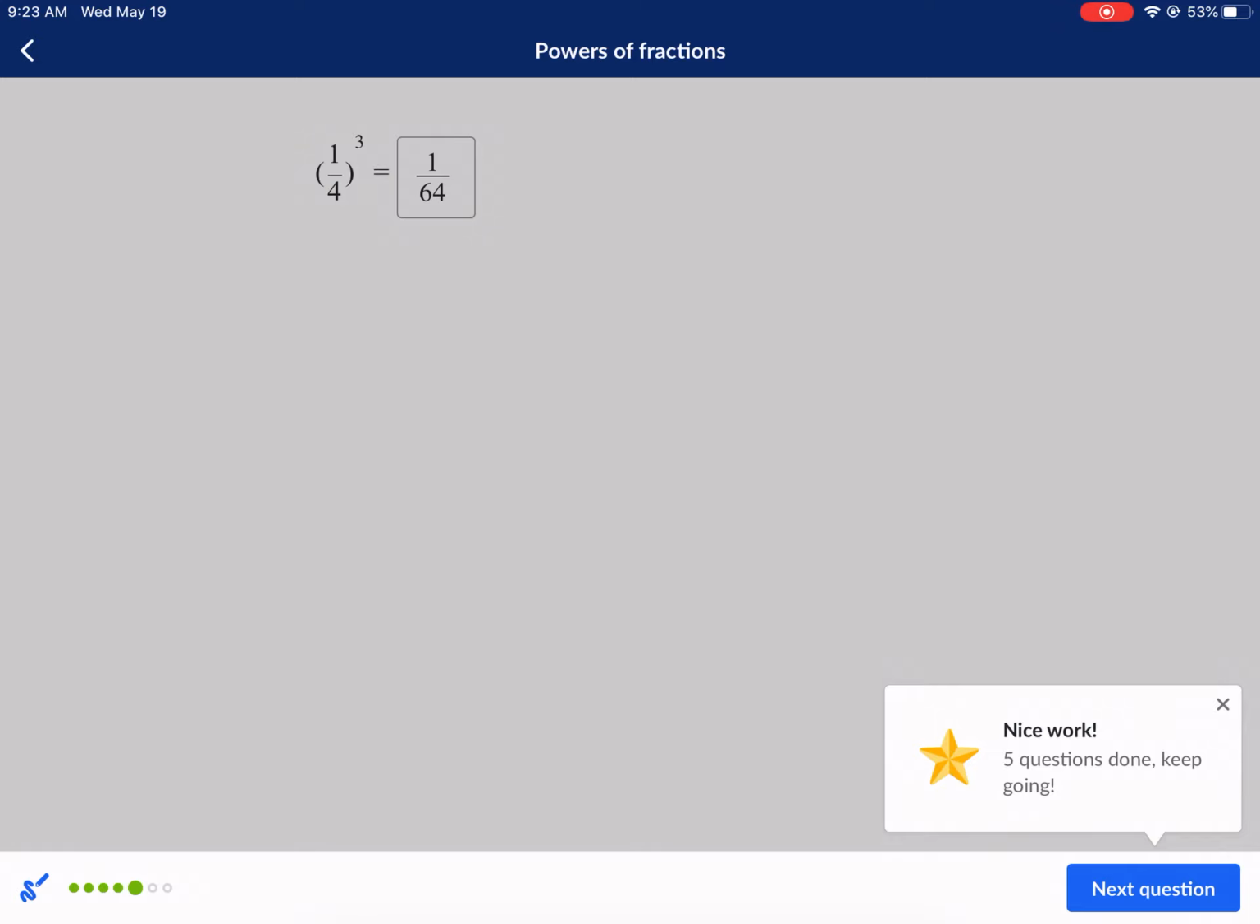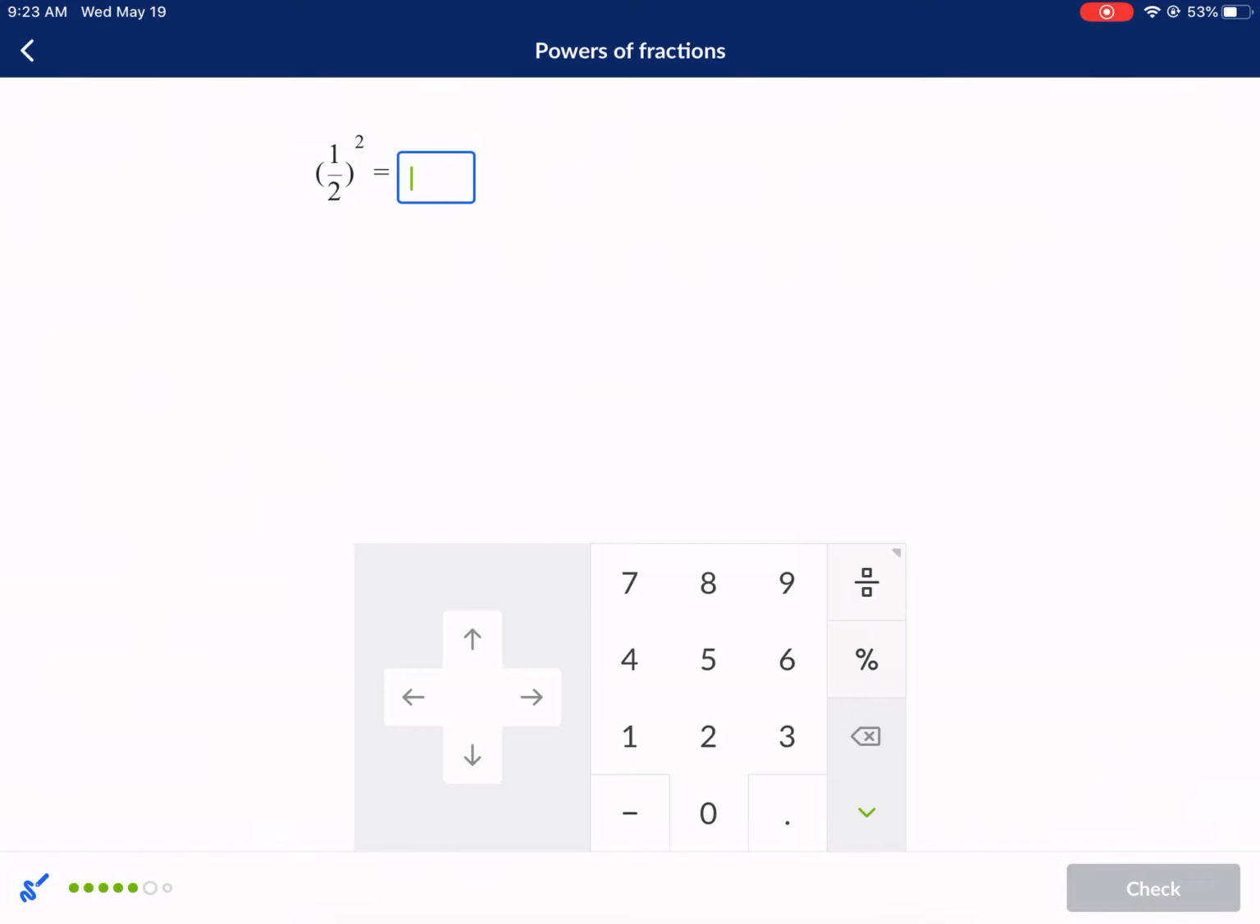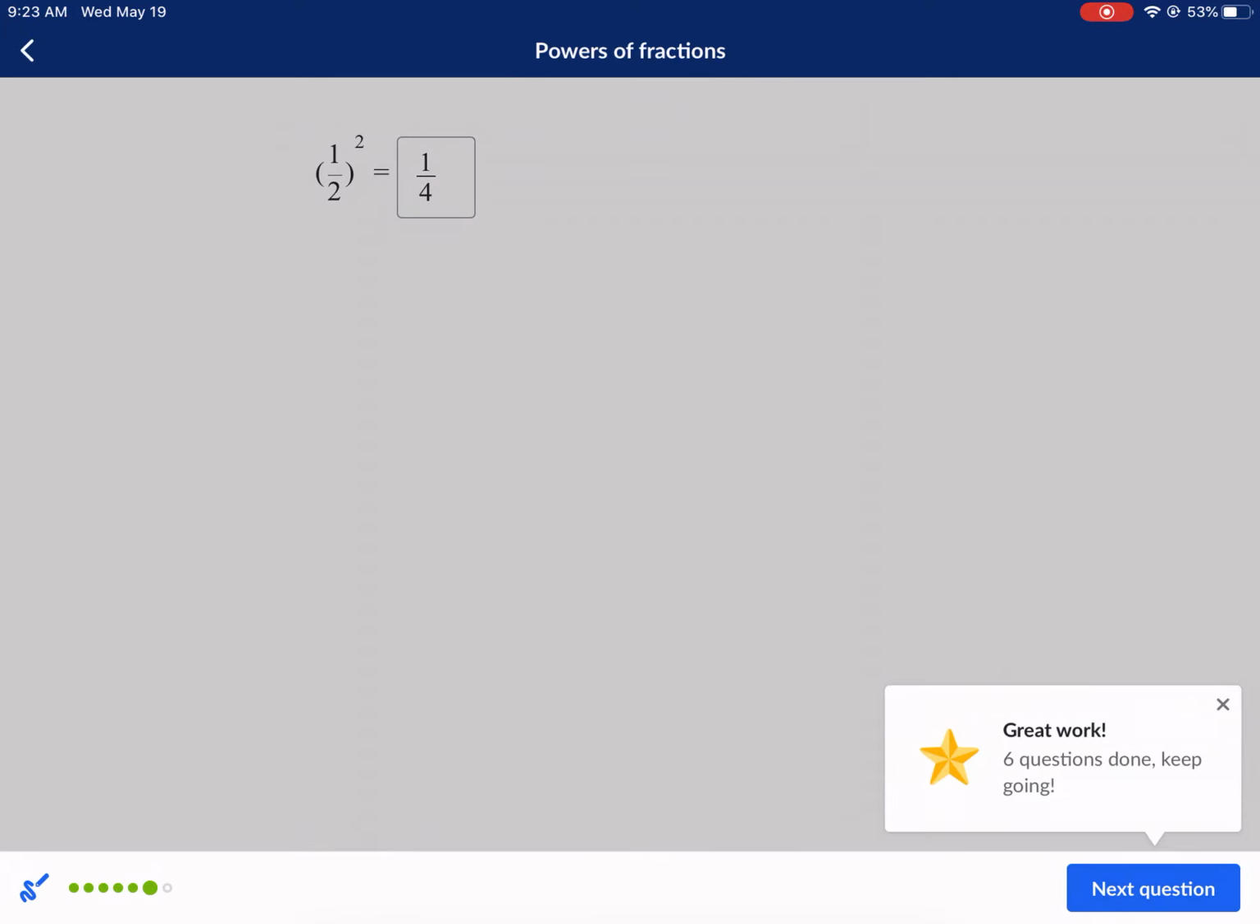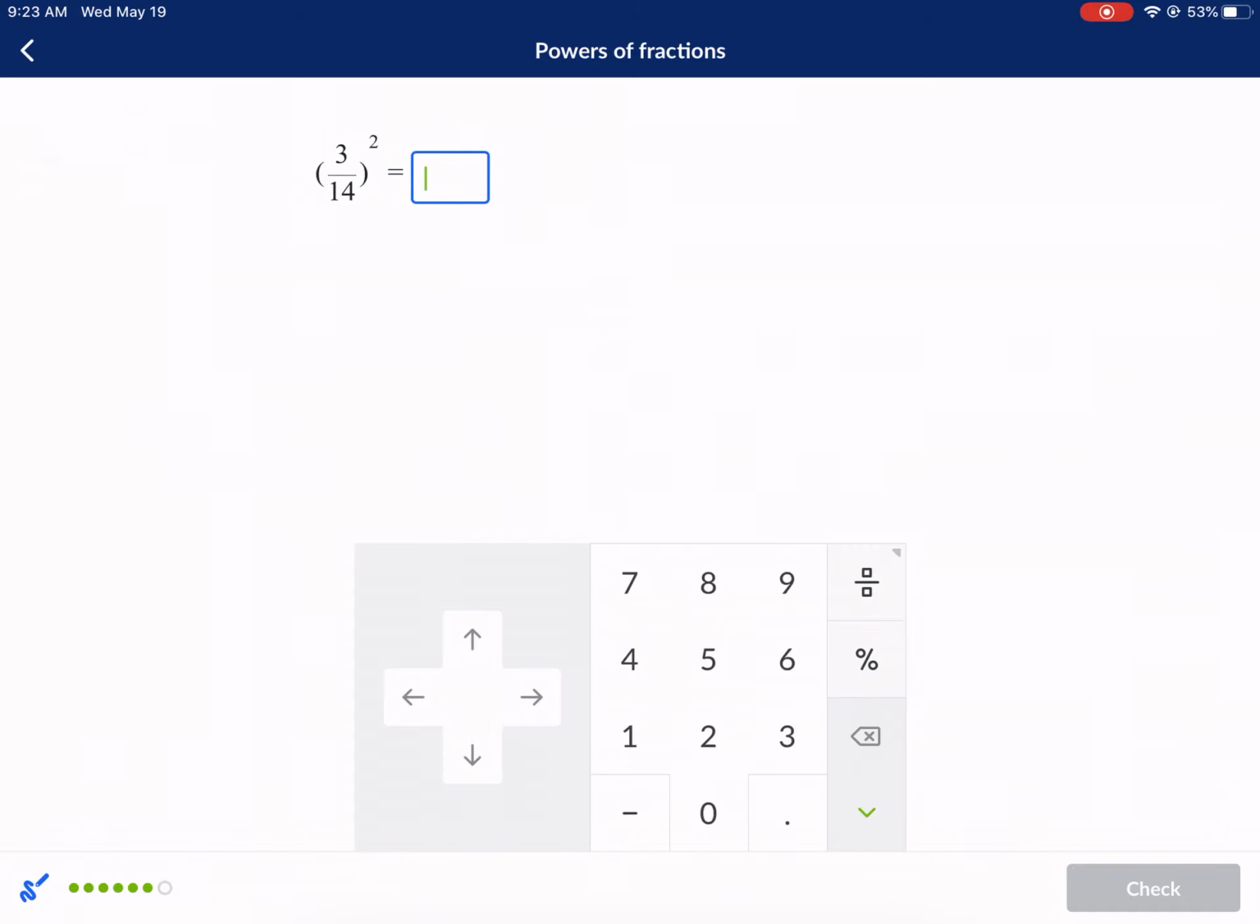Nice work. 5 questions done. Fraction. 1 squared is 1. 2 squared is 4. So you can see it's really not that bad. It's not that bad to have fractions and exponents. You just have to break it up using the properties of exponents. Very cool that I think it equals the same thing, by the way.